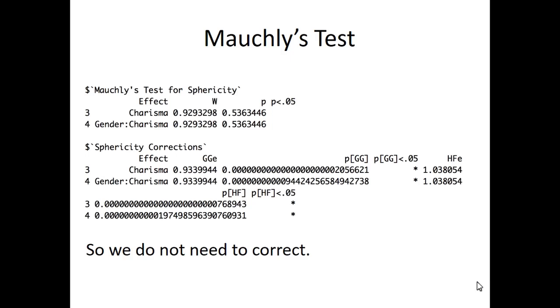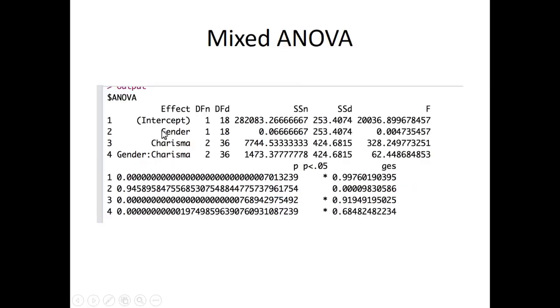If I wanted to correct, I would use Huynh-Feldt, because they're both over 0.75. So I would use the Huynh-Feldt p-values, which are here. But I'm not, because I don't need to. But I don't think we've seen an example where they were over 0.75 yet. So here's one where they are. Now, since I don't have to do anything, I can just look at my ANOVA output.